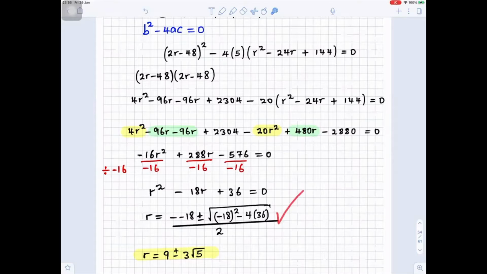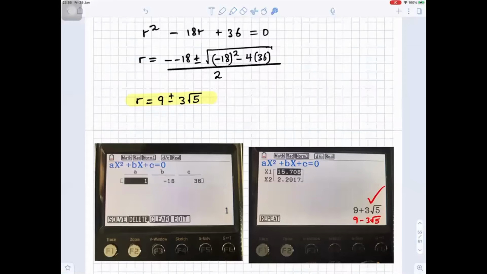And you can use the quadratic formula. x equals minus b plus or minus the square root of b squared minus 4ac, divided by 2a. You get r equals 9 plus or minus 3 root 5. If you want, you can use your calculator, where a is 1, b is minus 18, c is 36, and your calculator would give you 9 plus 3 root 5, and when you press execute again, it will give you 9 minus 3 root 5.